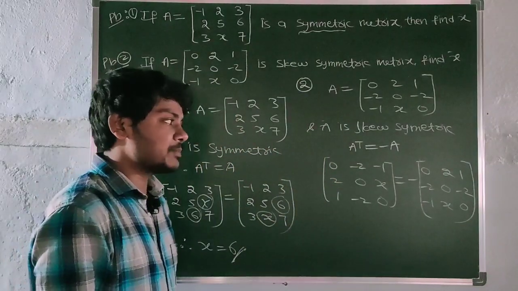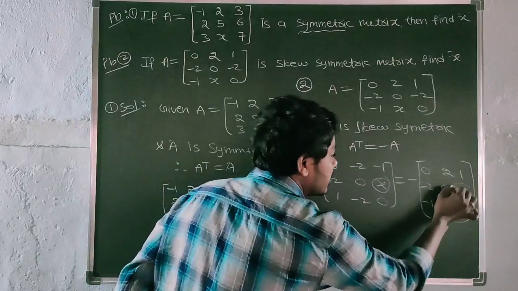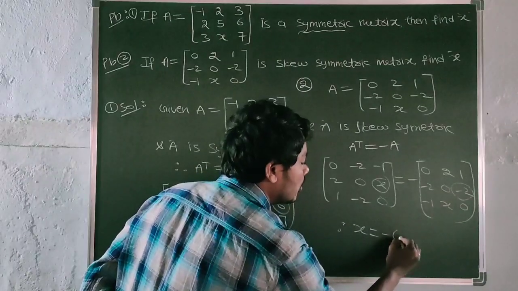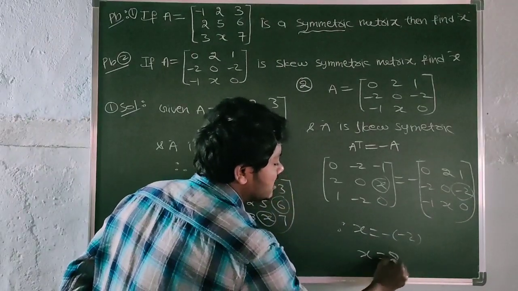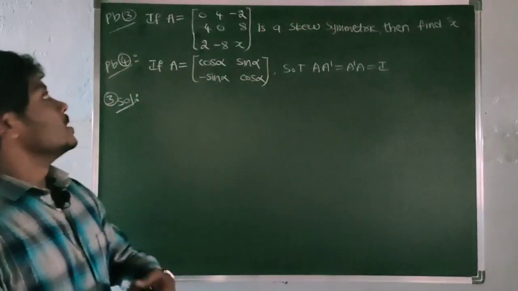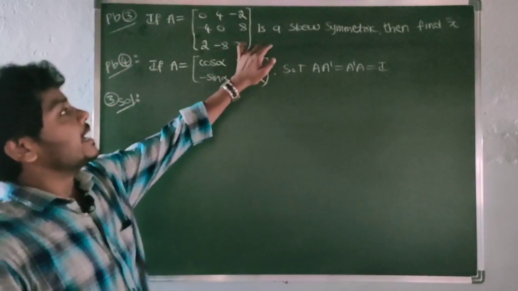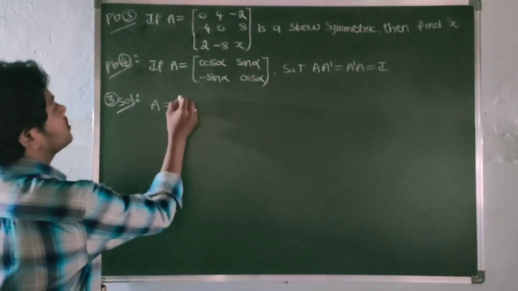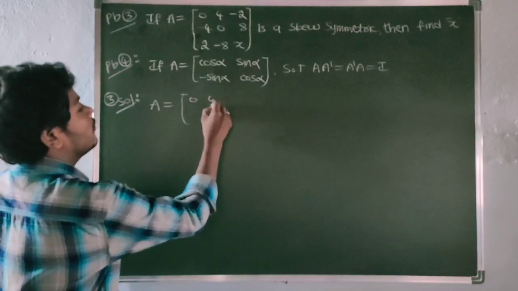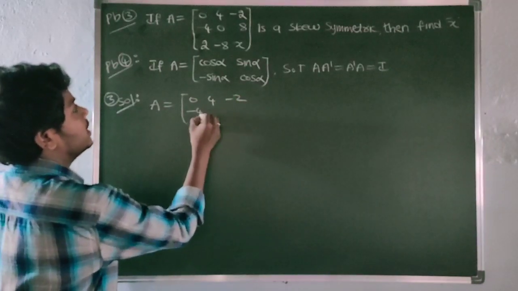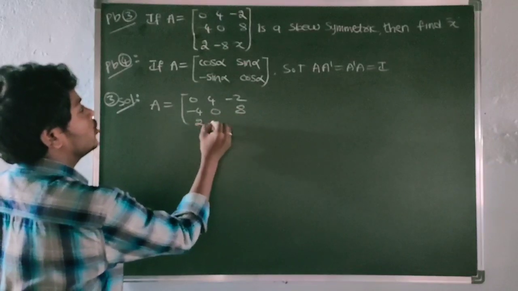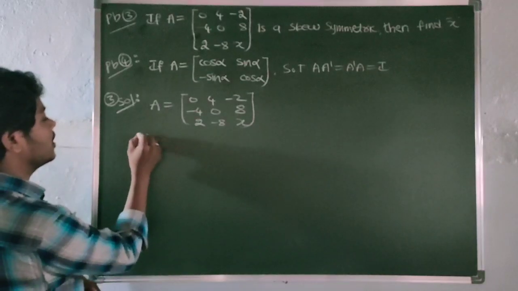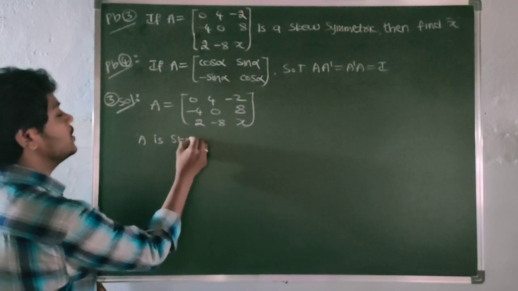Now equating the corresponding elements. Here X, here minus 2. So therefore X is equal to minus of minus 2. Therefore X value is 2. So see the next question. So A is skew symmetric, then find X. So A is equal to 0, 4, minus 2, minus 4, 0, 8, 2, minus 8, X. So A is skew symmetric.